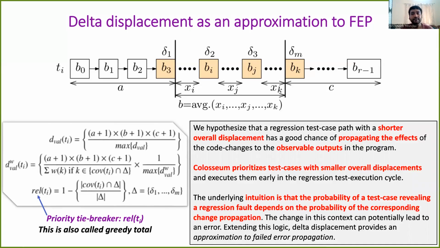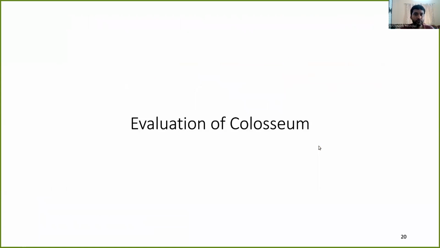So we hypothesize that a regression test case path with a shorter overall displacement, that is multiplicative combination, has a good chance of propagating the effects of the code changes to the observable outputs. And we prioritize the test case with smaller overall displacement. The intuition is that the probability of a test case revealing a regression fault depends on the probability of the corresponding change propagation. Delta displacement provides an approximation to failure error propagation. So we evaluated how this approximation works in practice.